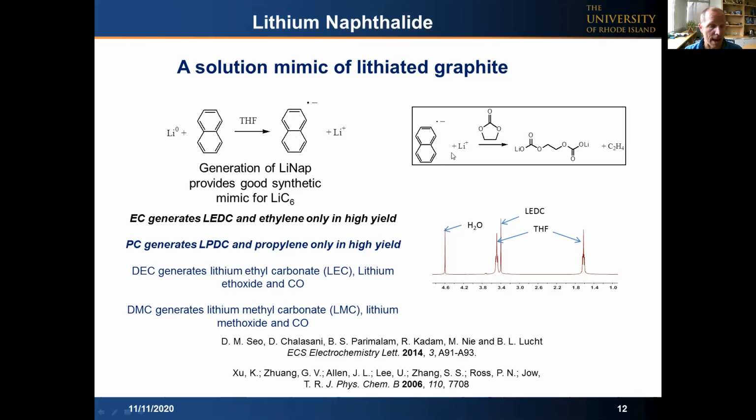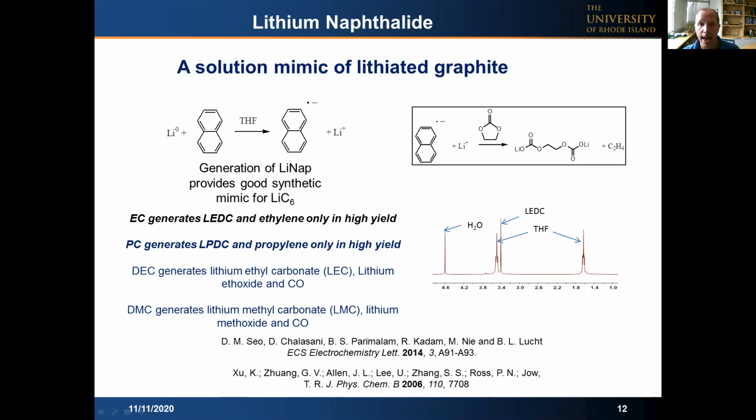When we take the lithium naphthalide and add it to ethylene carbonate, we generate lithium ethylene dicarbonate along with ethylene gas quantitatively, basically in 75, 80, 90% yield, very, very high yields. And this is the only species we observe by proton NMR spectroscopy. These are THF, which is the solvent we do the reaction in, and then also residual water because we do the NMR spectrum in D2O.